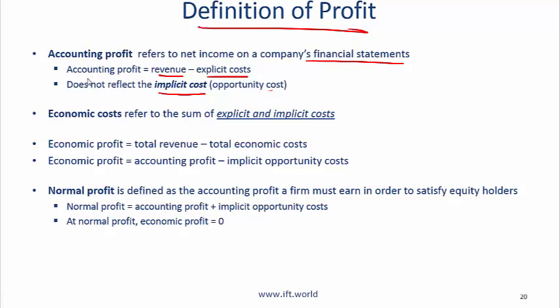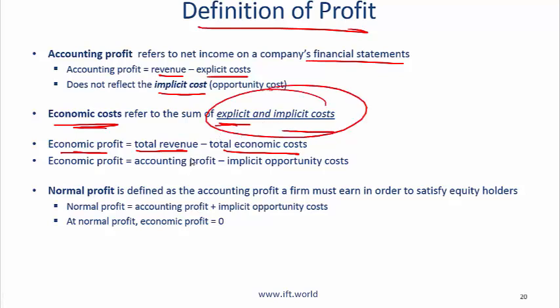For a small private company where you are using your own facility or you are not paying yourself a salary, then the rent of that facility or the salary that you are not paying yourself would be implicit costs or opportunity costs. Accounting income would ignore those costs, but economic income does not ignore. So economic costs refers to the sum of explicit and implicit costs. It is a more meaningful number to look at. The economic profit then is total revenue minus the total economic costs, which includes both implicit and explicit.